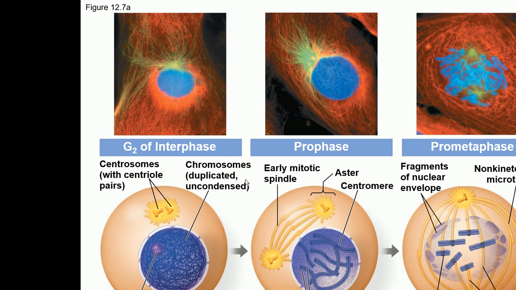So these are the 3 important things happening in prophase. Number 1, chromatin gets condensed. It takes the shape of chromosomes. And the nuclear membrane gets fragmented. And the centrosomes start moving apart, and they start forming the mitotic spindle.